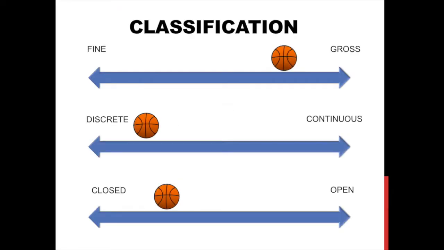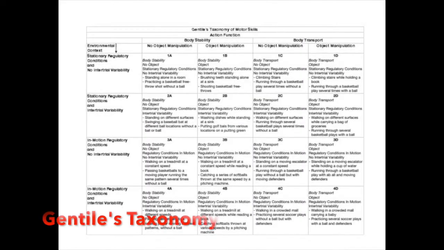In terms of classification, the basketball jump shot can be defined as gross, discrete, and more closed than open. We believe the motor skill is placed in category 2D.